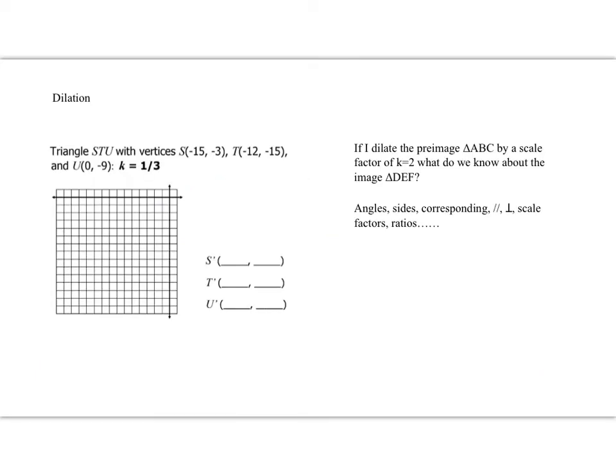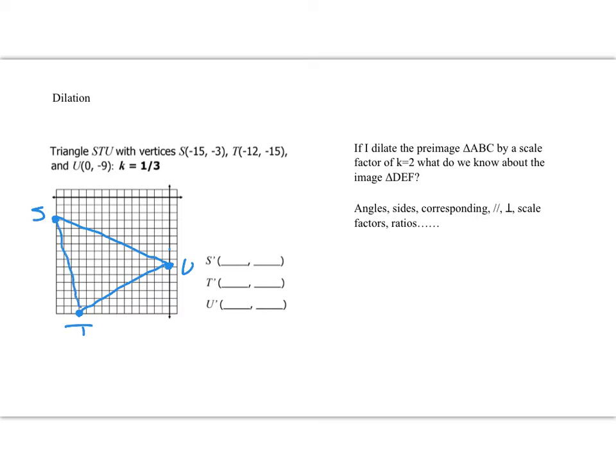All right. So here what we're going to do is graph this triangle, and then do a dilation on it. So we will graph the original, which is going to be -15, -3, which is right here. That's S. And then -12, 15, and -15, which is here. And then 0, -9, which is here. So this is my original figure.